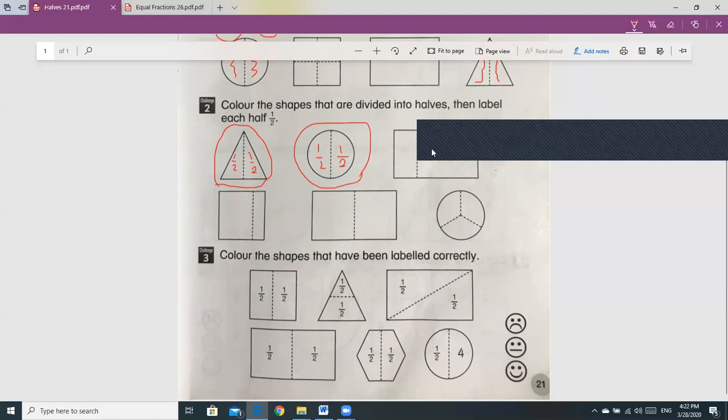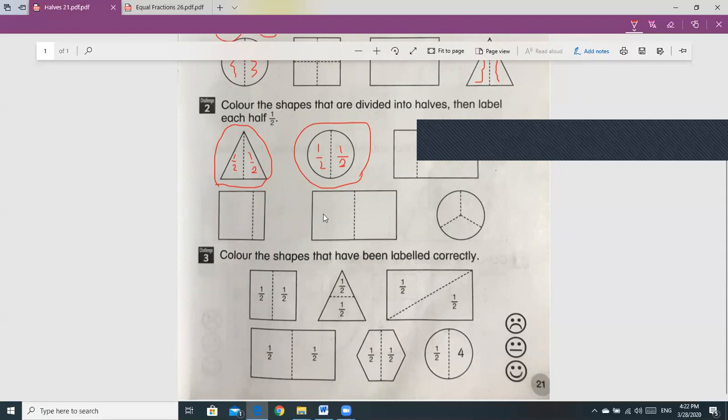Is this shape divided into halves? No, miss, it doesn't divide into halves. This is too small, this is too big. They're not equal, they're not the same, so it's not half. So I will leave it. Are these two parts equal halves? Also no, this is too small and this is too big. So I'm not going to take it.